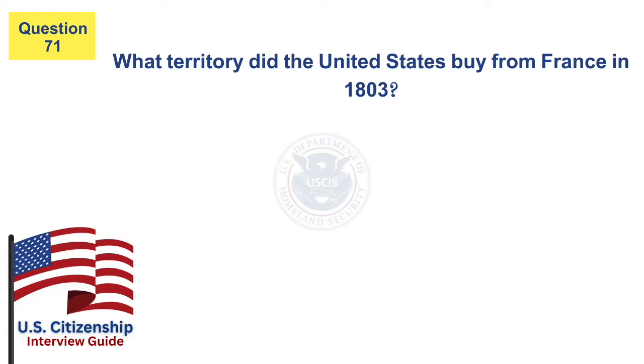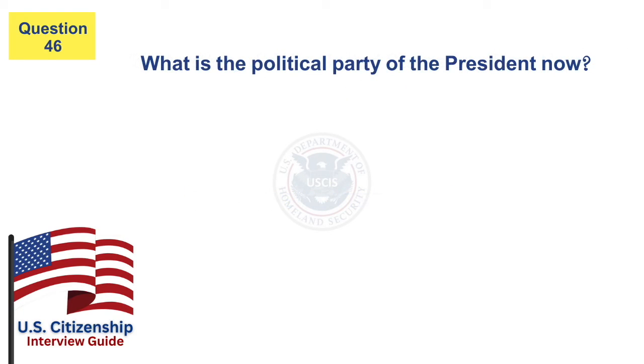What territory did the United States buy from France in 1803? The Louisiana Territory. What is the political party of the president now? Republican.